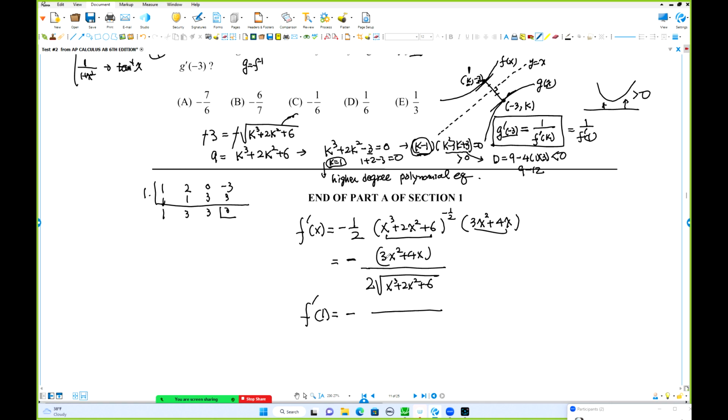Numerator right there: 3 plus 4, right? 7. Are you okay with this? When x is 1, the denominator there, what is that? 1 plus 2 plus 6 is how much? Square root of 9, right? That is equal to negative 7 over 3 times 2, which is 6. Okay, negative 7 over 6 is the answer, okay?